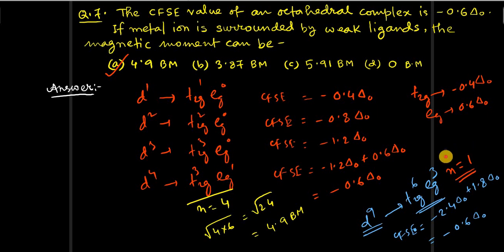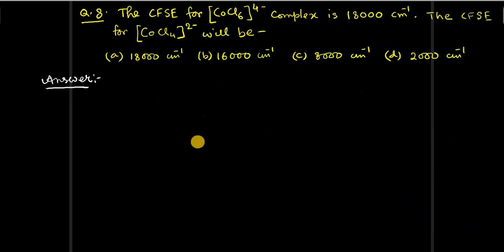In that case, the magnetic moment will come 1.73 BM, which is not an option here. So here the answer is simply 4.9 BM. Move to the next question.